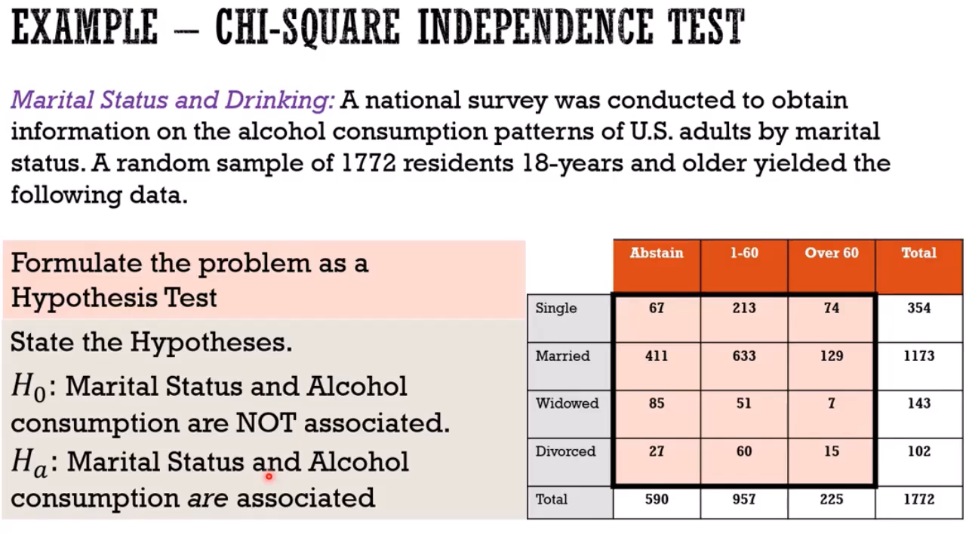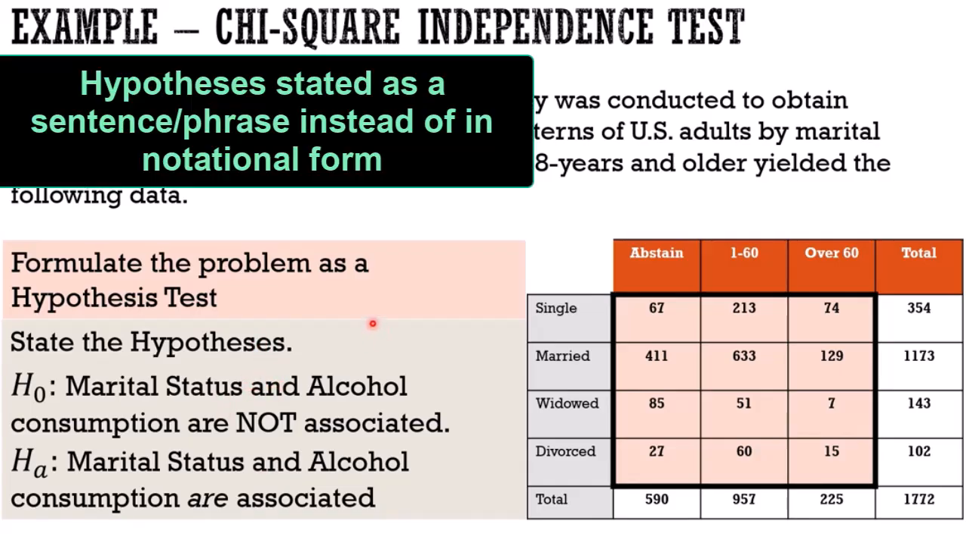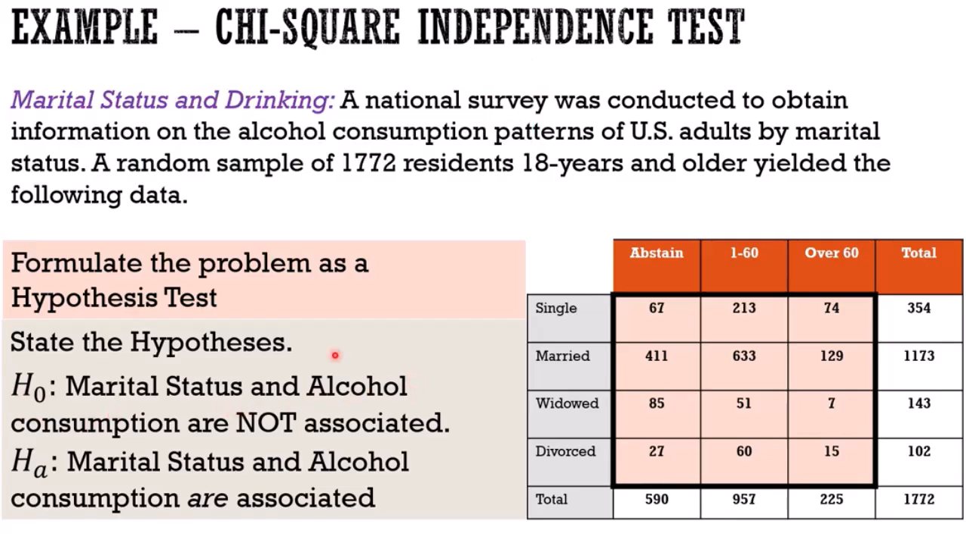We cannot find the mean of qualitative data, we cannot find the median, or the standard deviation or variance and all that. So because of that, we have to state our hypothesis with a sentence. Again, this is a test of independence or association, and we first state the null hypothesis, stating marital status and alcohol consumption are not associated.